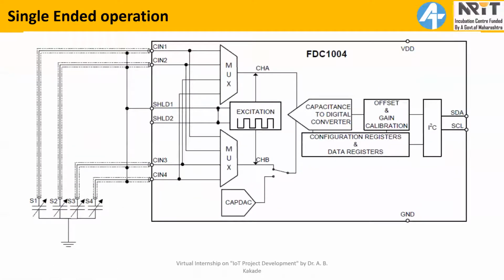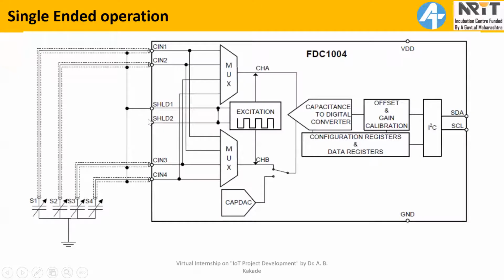So let me quickly recap this. In single-ended operation, we can connect 4 different capacitive sensors to 4 different channels. In single-ended operation, the SHLD2 pin is not used, it is floating. It should not be connected to anywhere. So the SHLD1 pin is to be used as shield for all 4 channels. You will see here the dotted line shows shield, and the shield of all 4 channels is shorted together. So the SHLD1 pin is the shielding pin, and it must be connected to the shield of all 4 cables.